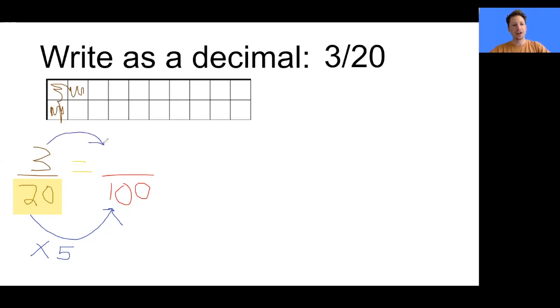So I'm going to draw an arrow here. And what we're looking for is we're looking to fill in the numerator from this problem right here. And if we multiplied by 5 on the bottom, we have to multiply by 5 on the top. So 3 times 5, that I know gives us 15.